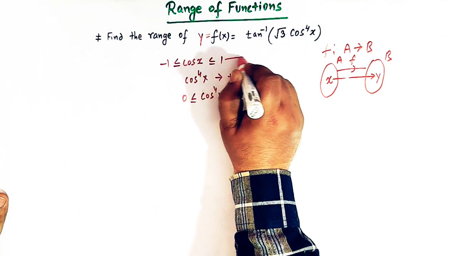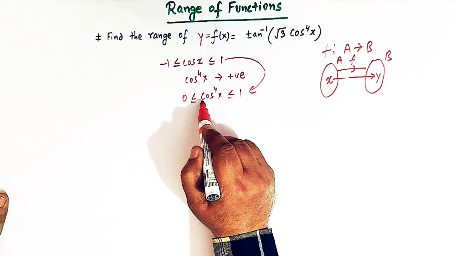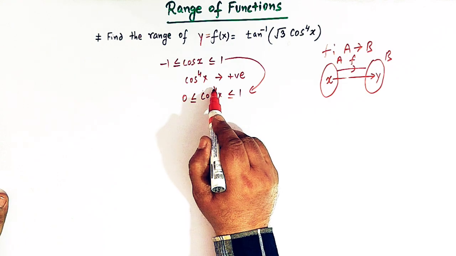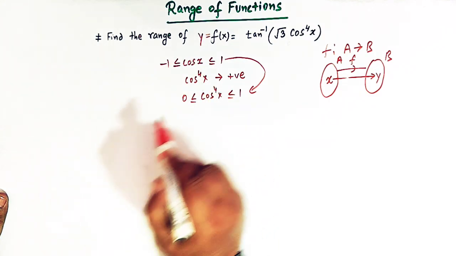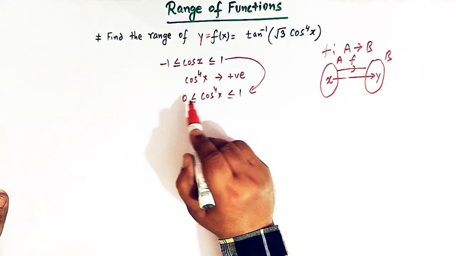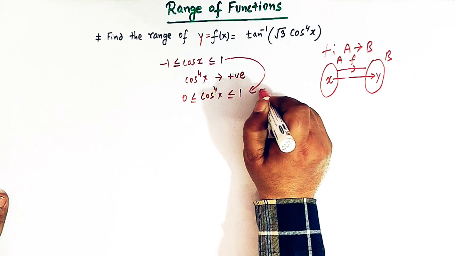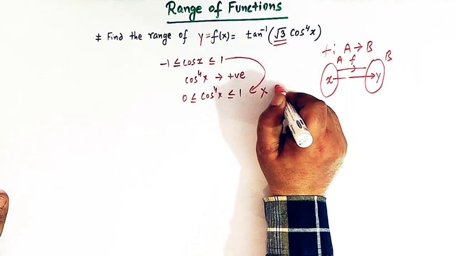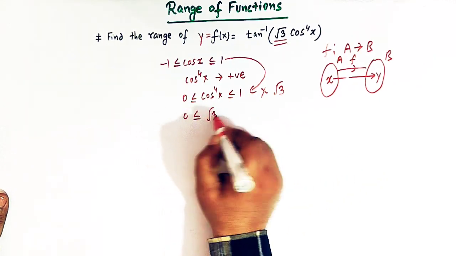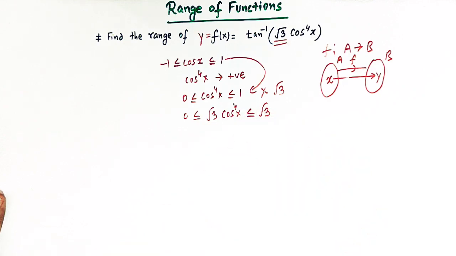So from the range of cos x, we have this inequality, because here cos x has the power 4, which is even. So cos x raised to 4 is always positive, and it always lies between 0 and 1, including 0 and 1. Now let us multiply this inequality by the square root of 3. So we get 0, then square root of 3 cos x raised to 4, and then square root of 3.